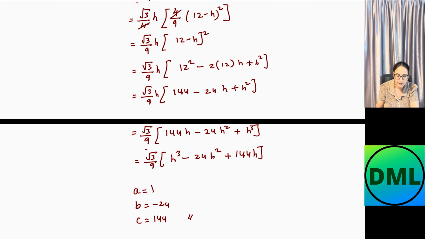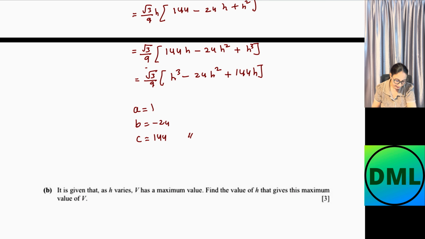This is the proving part of the volume. Let's see the second part here. It is given that as h varies, the volume V has a maximum value. Find the value for h that gives this maximum value of V. To get the maximum value for V, I need to find dV/dh, as my complete function of volume is in terms of h. I will calculate dV/dh, and to get the maximum value, I will put it equal to 0.